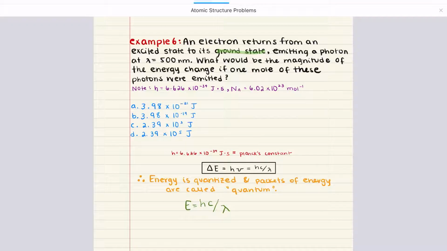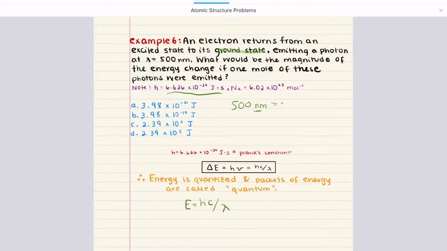Here, h is Planck's constant. It's equal to 6.626 times 10 to the minus 34 joules times second, I'm sorry. And then the speed of light, we can approximate as 3 times 10 to the 8 meters per second. And then the wavelength we're given is 500 nanometers. We talked about this metric prefix. Nano is 10 to the minus 9. So 500 nanometers is 500 times 10 to the minus 9 meters.